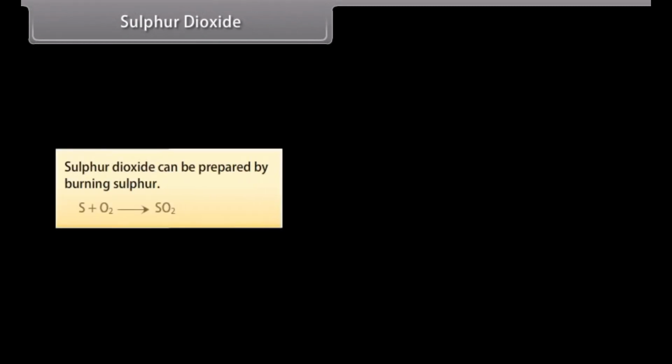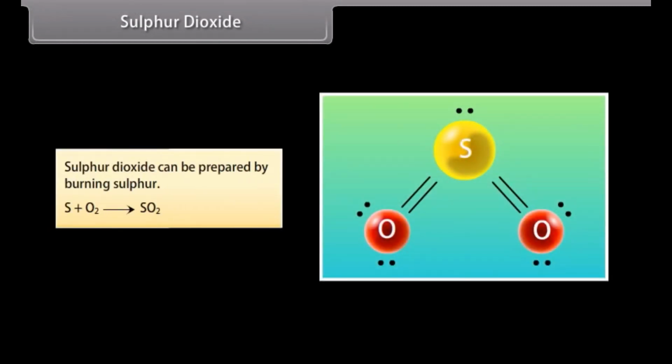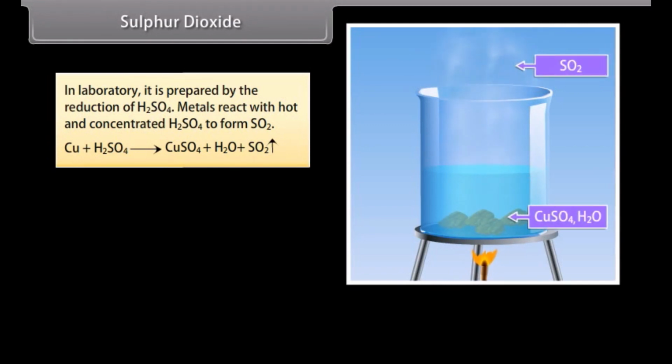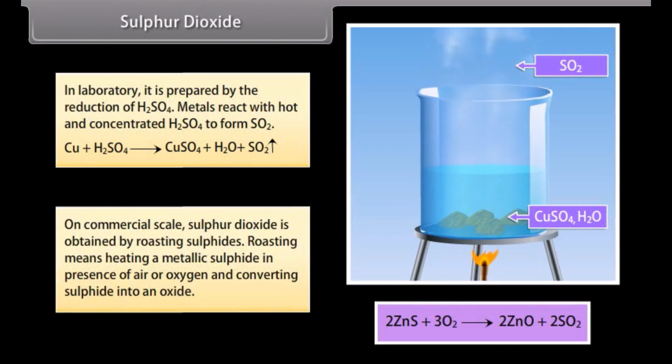Sulphur dioxide. Sulphur dioxide can be prepared by burning sulphur. In the laboratory, it is prepared by the reduction of H2SO4. Metals react with hot and concentrated H2SO4 to form SO2. On commercial scale, sulfur dioxide is obtained by roasting sulfides. Roasting means heating a metallic sulfide in presence of air or oxygen and converting sulfide into an oxide.